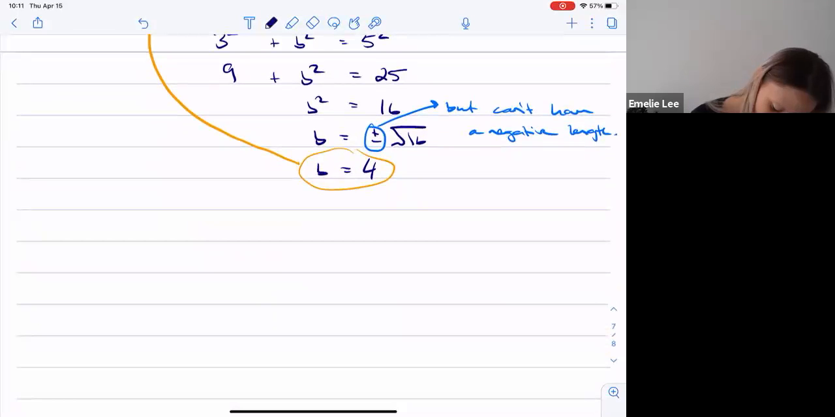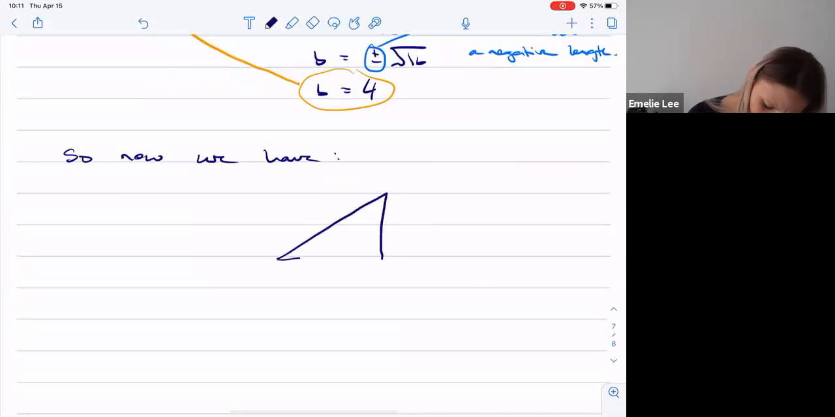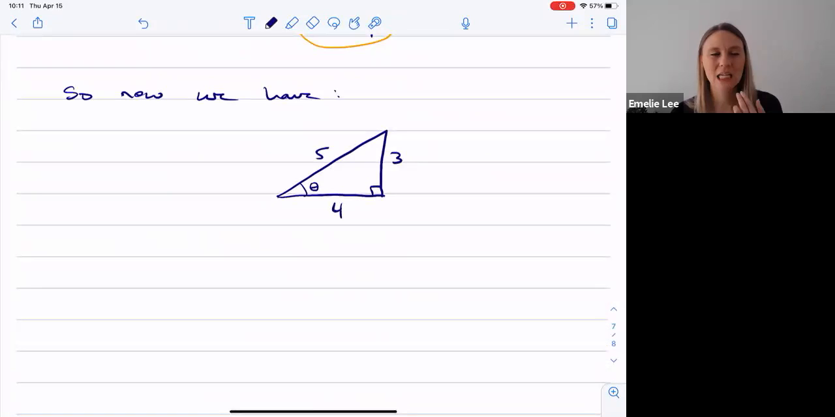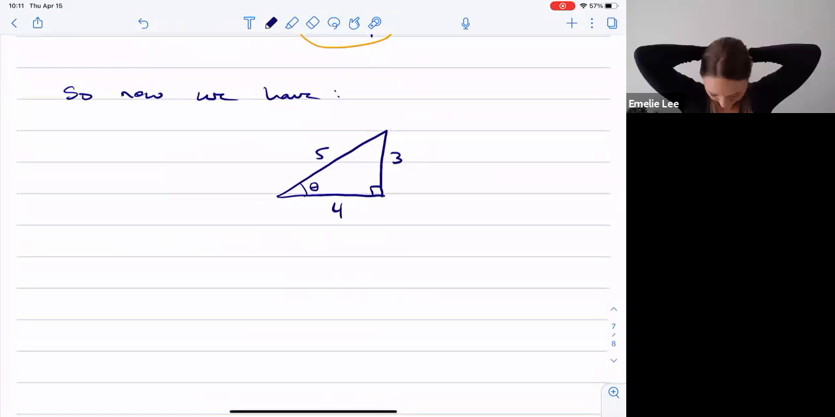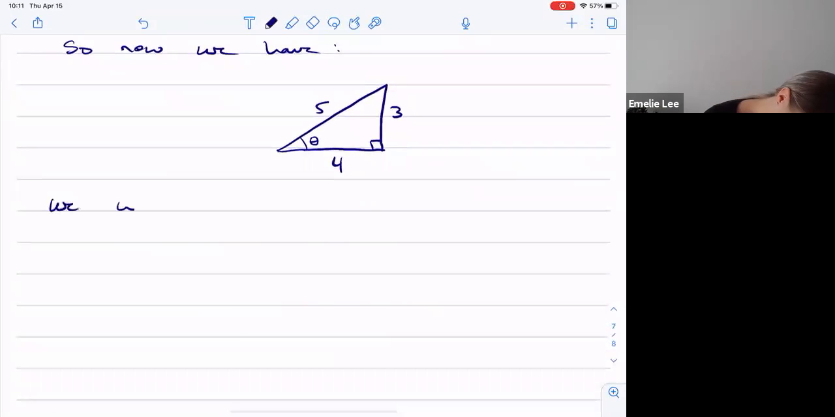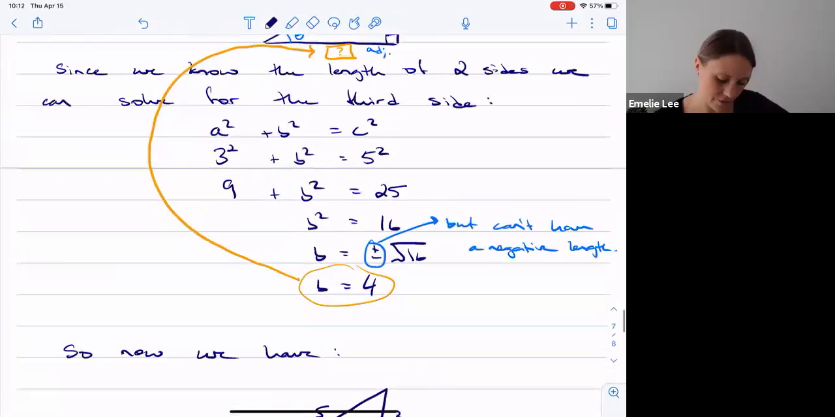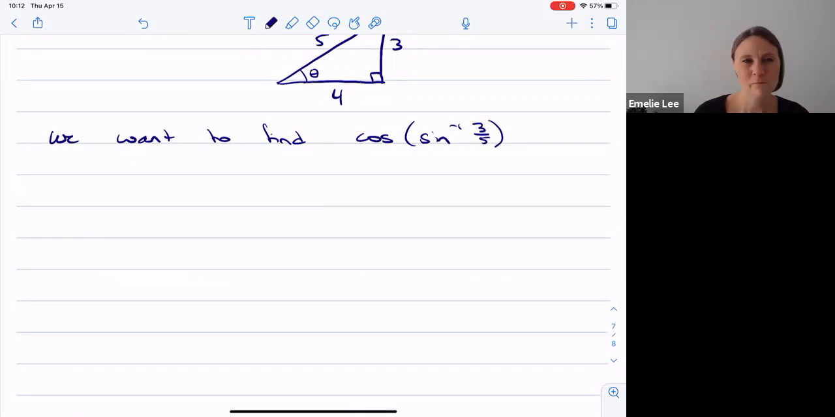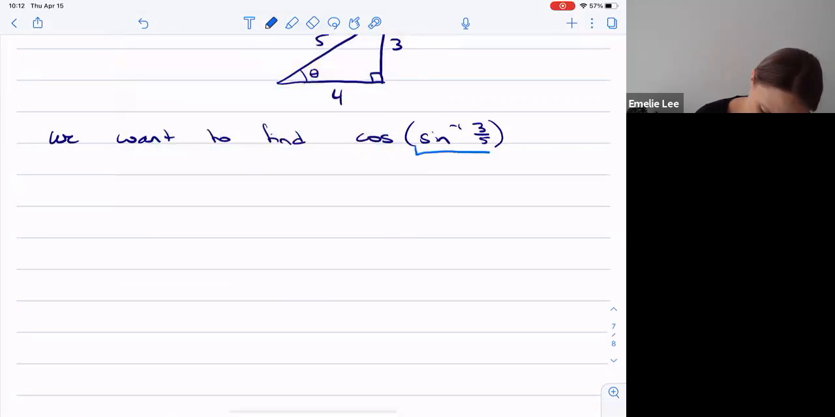So now we have this triangle, right? We have theta here, and we had 3, 5, and 4. Okay. And remember from before, we want to find the cosine of sine inverse of 3 over 5. Yeah, 3 over 5. But we replace this with theta equals sine inverse of 3 over 5. Right, so then we want to find the cosine of theta.